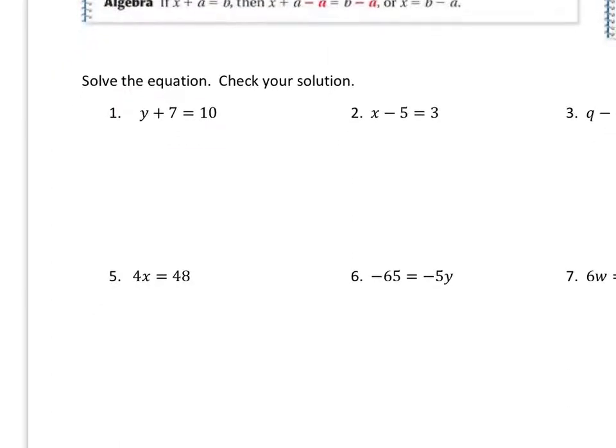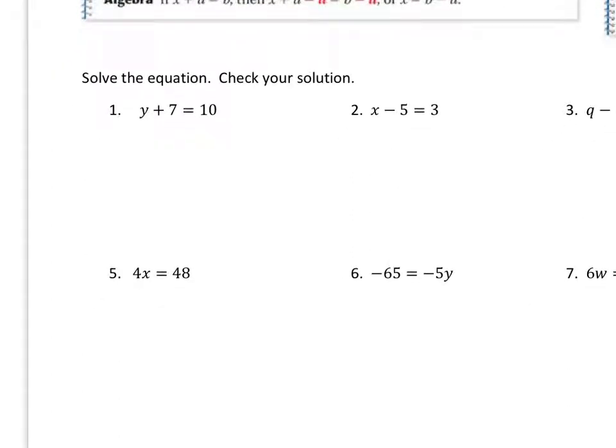So it says, solve the equation, check your solution. So draw a line. How do you undo addition? Subtraction. So you get y equals 3. Check it. 3 plus 7 equals 10. Check, because 10 equals 10.